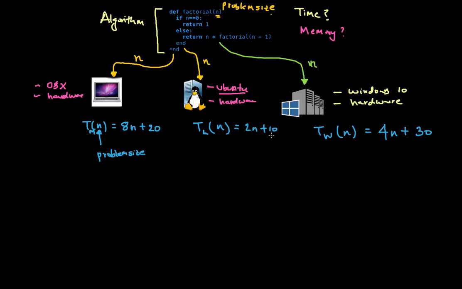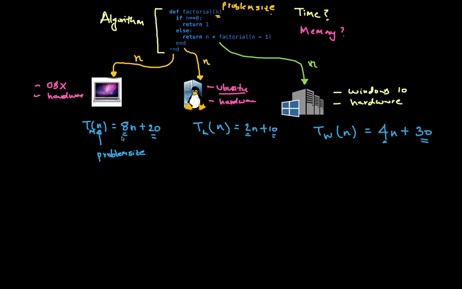different functions here. They all happen to be linear, but the constants over here, which are 2, 10, 8, 20, 4, and 30, are actual values that really depend on the software and the hardware. What I'm trying to do now is devise some kind of a metric, some kind of an approach that happens to be independent of the underlying software and the underlying hardware.